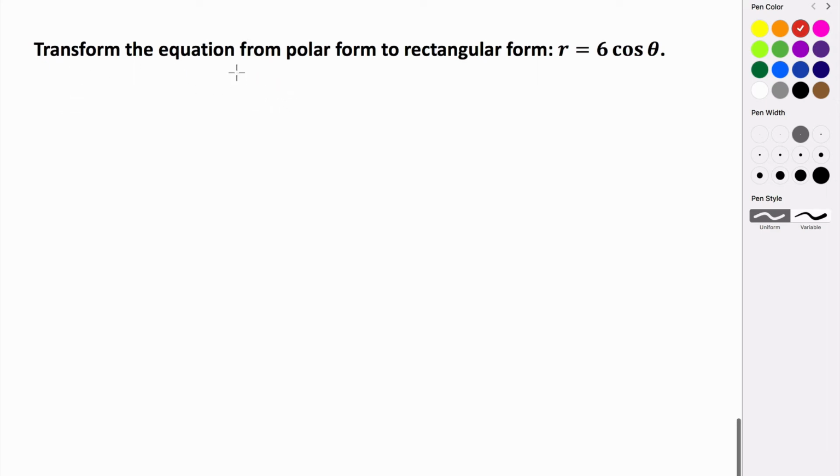In this example, we want to transform this equation, r equals 6 cosine theta, from polar form into rectangular form. So what do we want to do here?